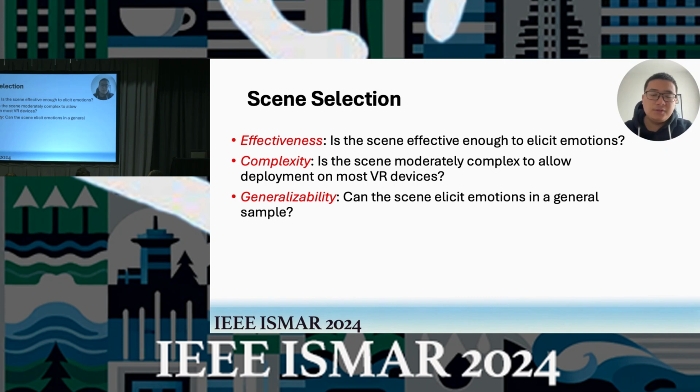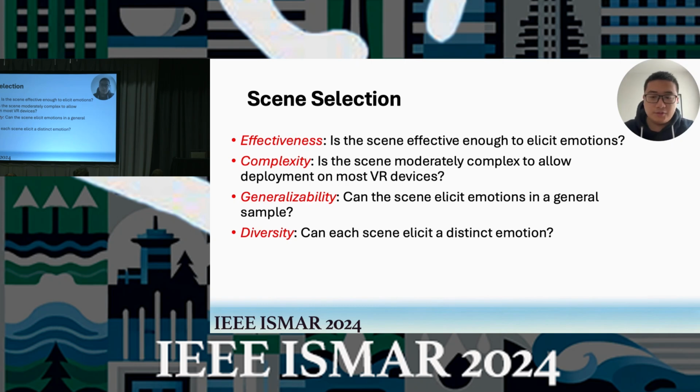Generalizability is we want things to be generalizable in general samples or people. We know that emotion can be a subjective thing for different people with different experiences, different backgrounds. They may have different feelings about the same things. And we want our things to be as generalizable as possible. So even for different people, they can have the targeted same emotions as we designed.